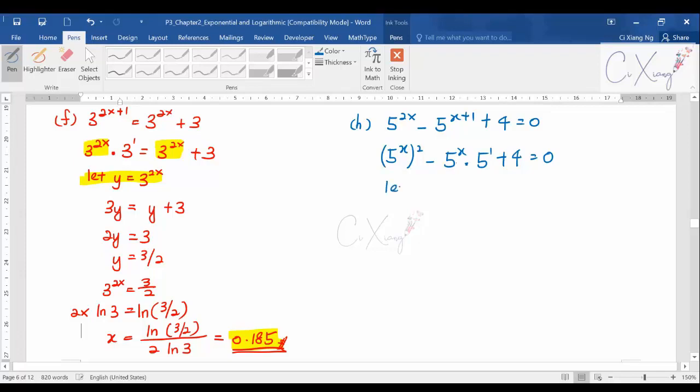Therefore, if I want to substitute y, I will let y equal to the smaller power one. I will let y equal to 5 power x.